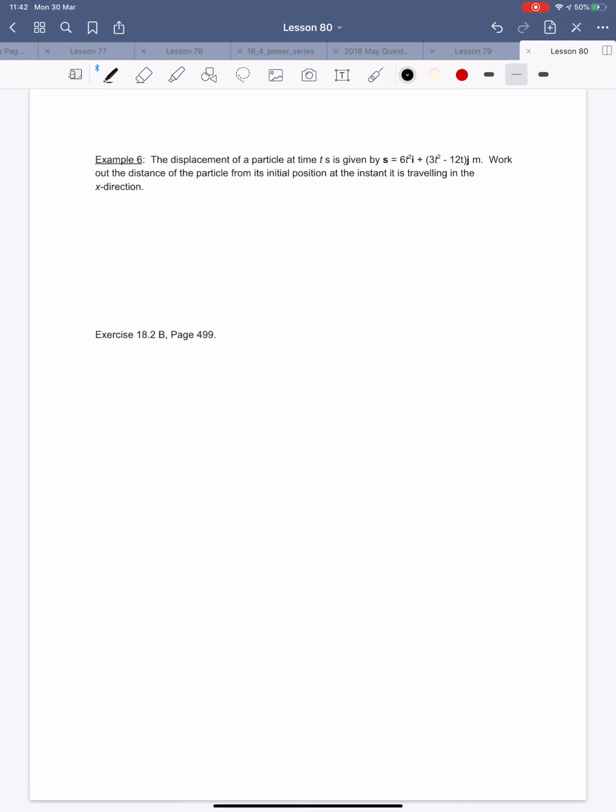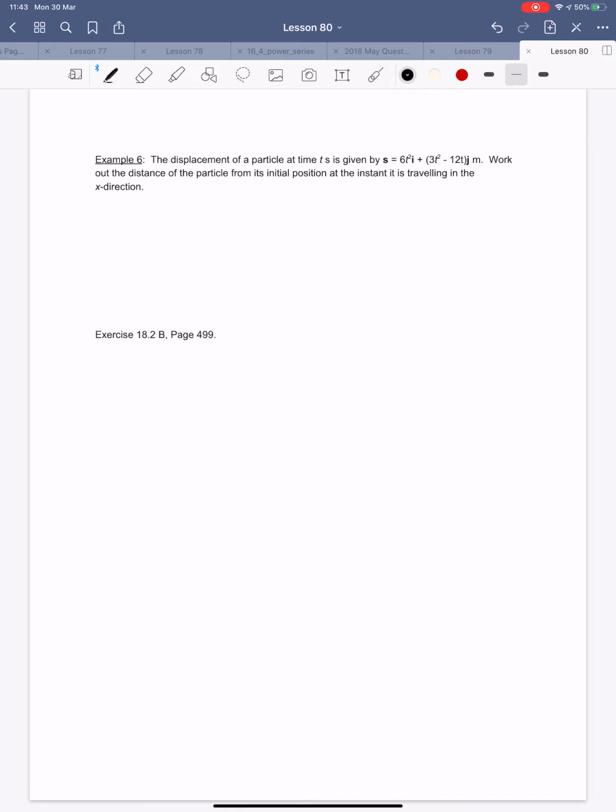Example 6. The displacement of a particle at time t seconds is given by s is 6t squared i plus 3t squared minus 12t j. Work out the distance of the particle from its initial position at the instant it is travelling in the x direction.